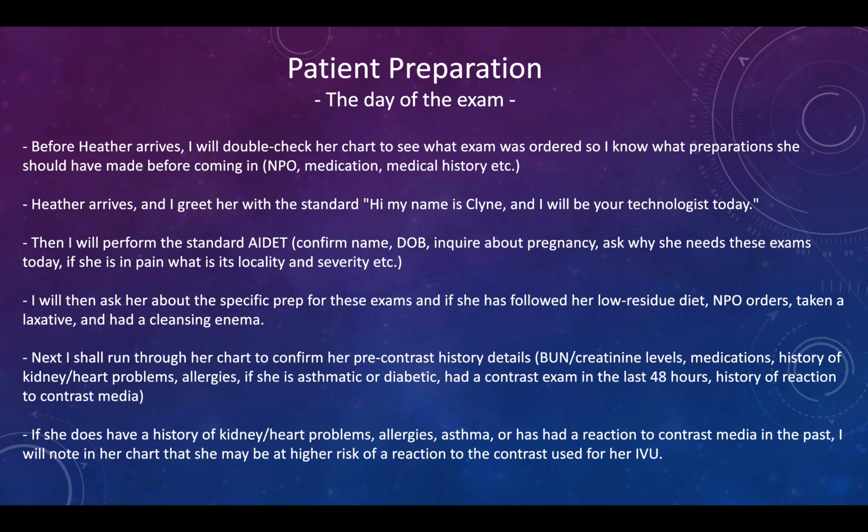And then I'll run through her chart to confirm those pre-contrast history details, the BUN, the creatinine levels, history of medication, history of kidney or heart problems, allergies, if she's asthmatic or diabetic, if she's had a contrast exam in the last 48 hours, if she's had a reaction to contrast media in the past, because maybe I'm not the scheduling radiologist. It's always good to double check these things just to make sure.